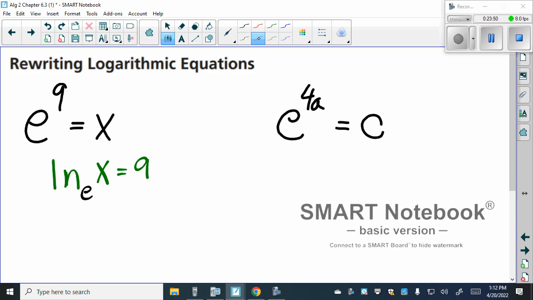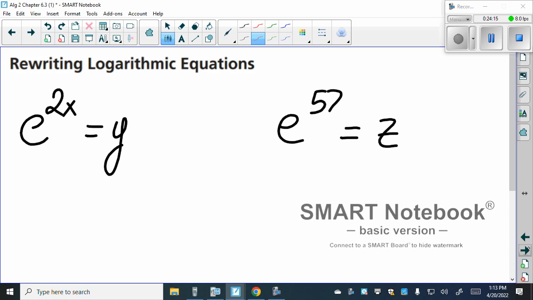Now the next one, e to the 4a equals c, would be ln c equals 4a. And that's it. So for these here, we don't have to write the e back in since it's understood. Any questions on this here?